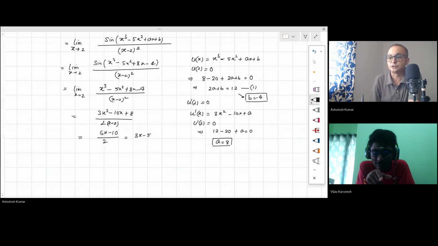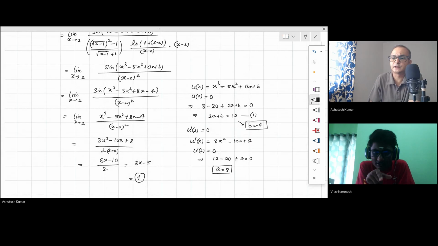And where is it happening? When x equal to 2. So what are we getting here? 1. Correct? Yes, sir. Oh, wait. Where is the mistake? 6x minus 10 is correct now? Minus 10, then 8. One more time I differentiate it again. So when x equal to 2, limit x tends to 2, what is this value? 12 plus 8, 20, 20, 0. Correct? So 0 by 0, so 6x minus 10 by 2. When you are putting that 2, so that is going to be 1.